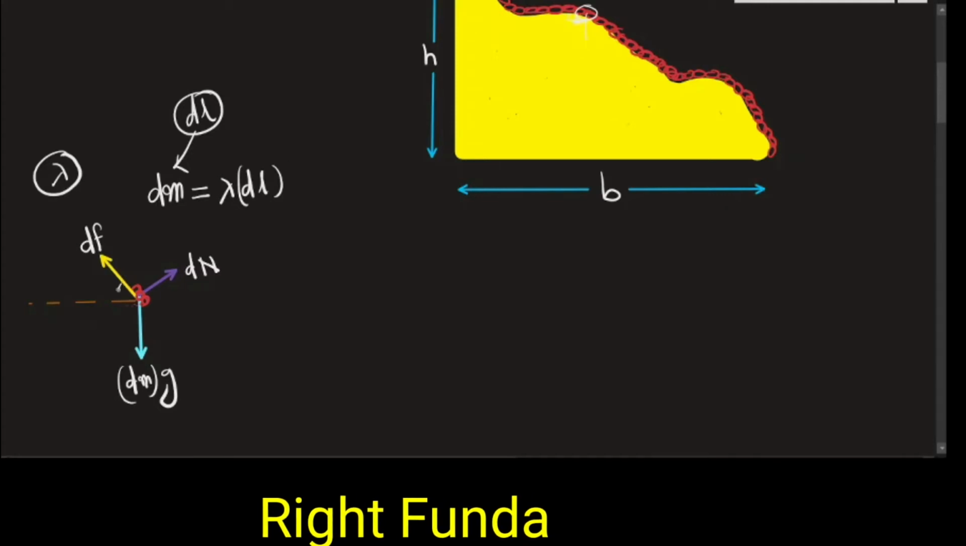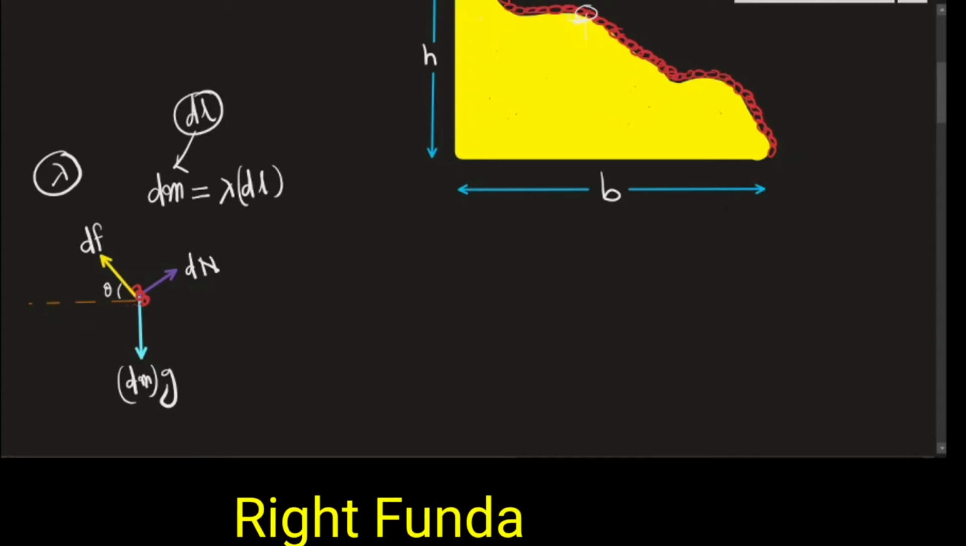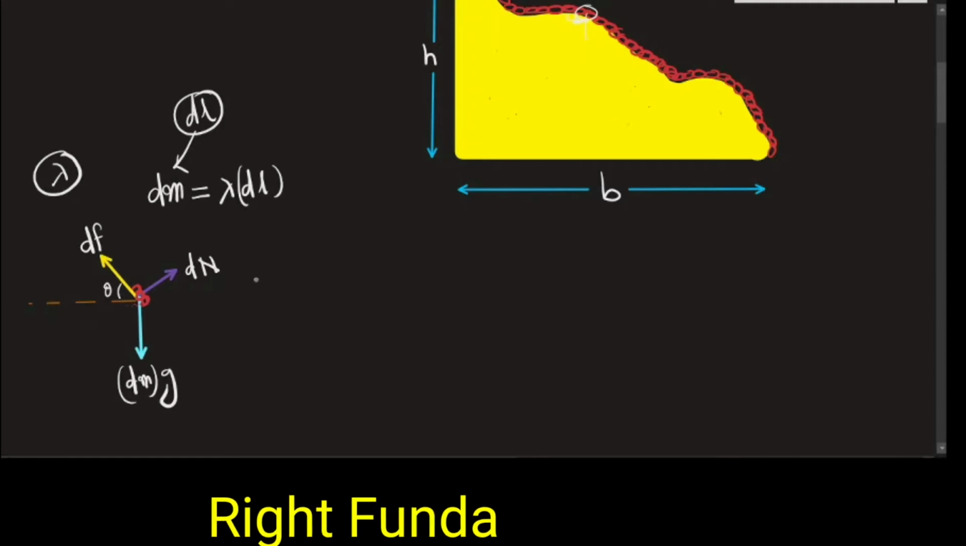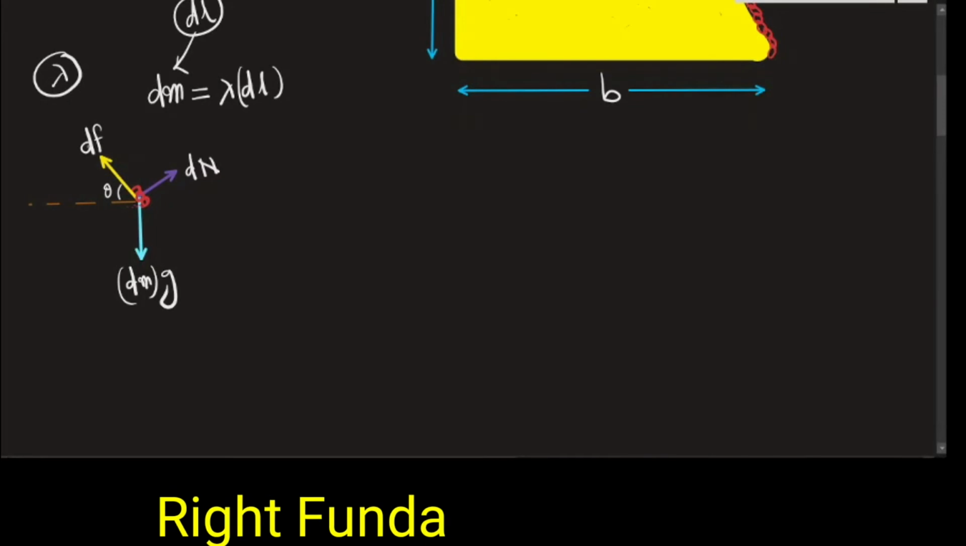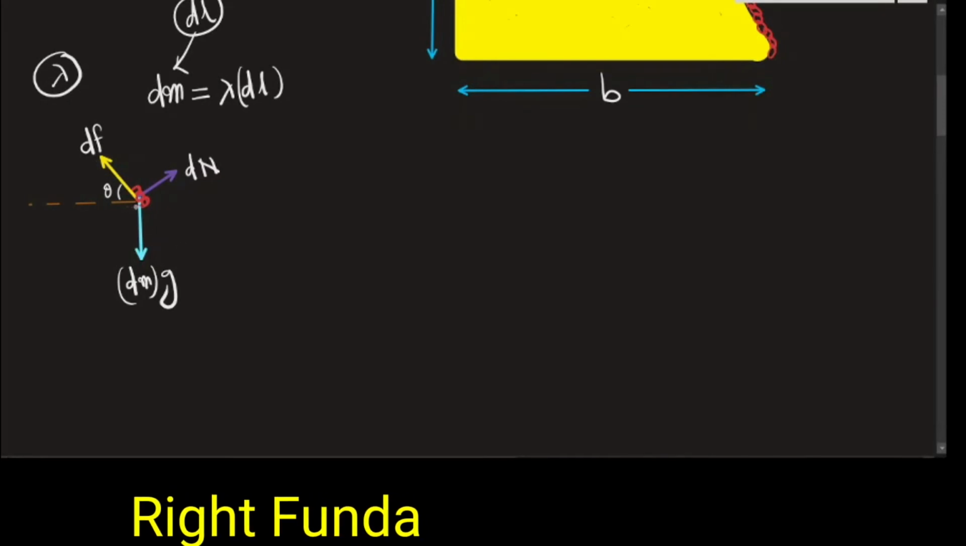So this angle I have taken as theta. But theta is not constant, theta is variable everywhere. Wherever I have considered an angle, that is equal to theta. So what I have to do is that this friction force has to balance this one. We make the strategy like this.